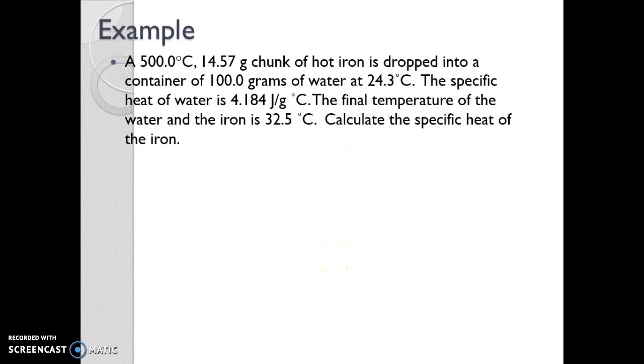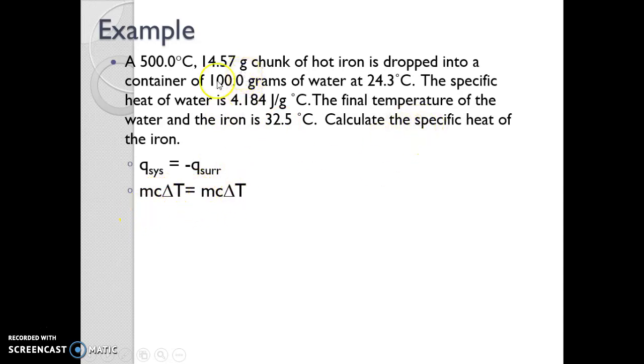So a couple different situations. If all we're doing is some sort of physical change, like increasing the temperature of a material or decreasing the temperature of a material, the equation that you're going to use, again, starting with Q system equals Q surroundings, is going to get modified into this version: mc delta T equals mc delta T. So the mass times the specific heat times the temp change of the system, in this case, a chunk of iron that's starting at 500 degrees, dropping down to 32.5 degrees. And its specific heat is what we're trying to find.